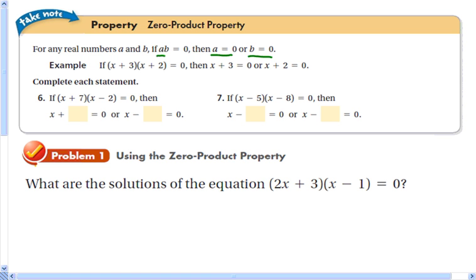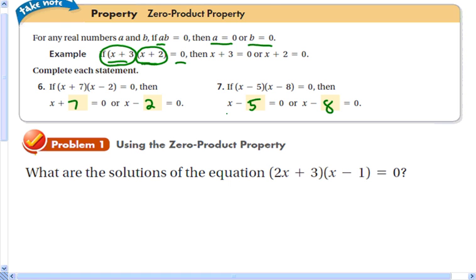So here's an example. These two things multiplied equal 0, so that means either this one is 0 or this one is 0. So if x plus 7 times the quantity x minus 2 equals 0, then x plus 7 is 0, or x minus 2 is 0. If x minus 5 times the quantity x minus 8 equals 0, then either x minus 5 is 0, or x minus 8 equals 0. All right, we're going to use that idea to solve.